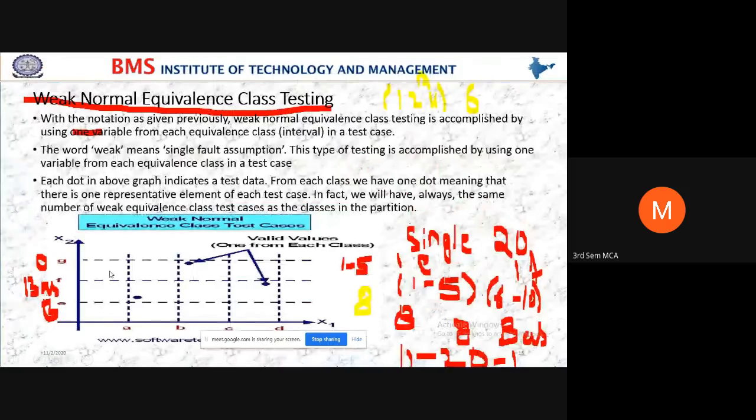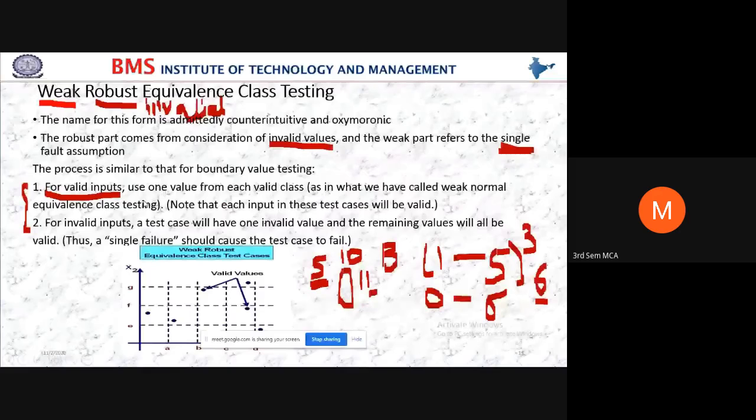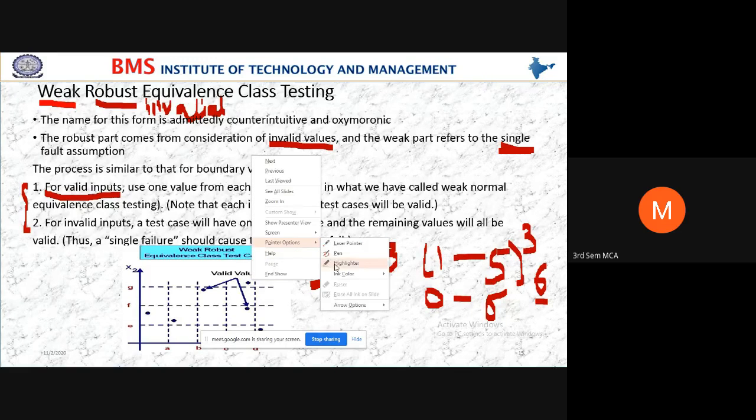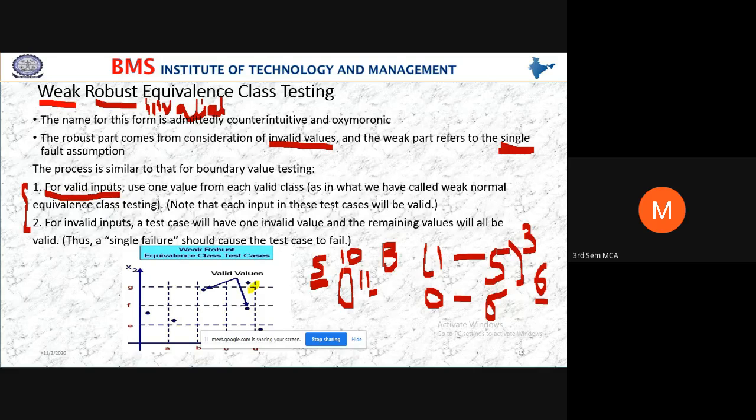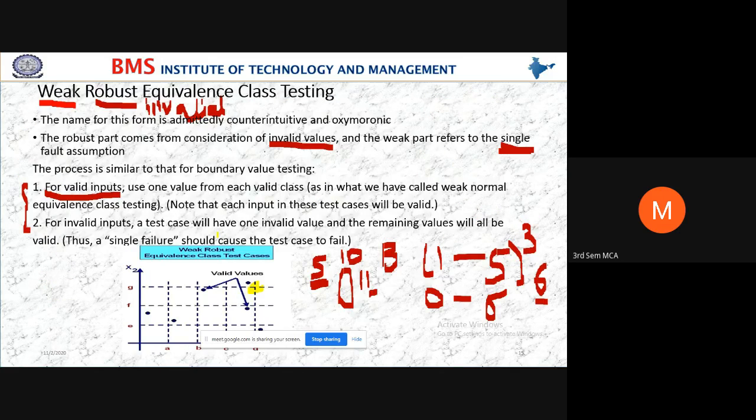See, this is weak normal. The values are within the range only, the valid values. Strong normal has multiple values, all possible values. But weak robust, we are checking single values, but we are also checking out of range values. Look at this, this is out of range. Look at strong robust, this is out of range, there are so many out of range values. Strong means we are checking multiple values, and weak means we are checking only single values.